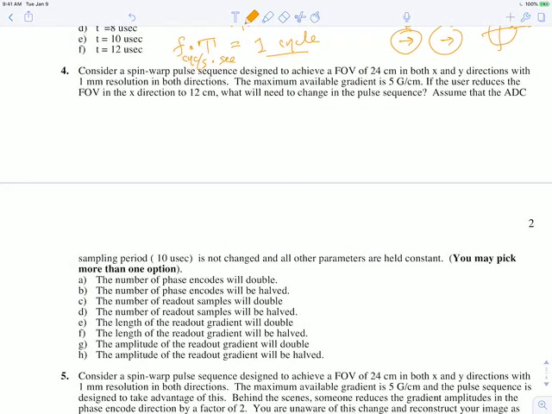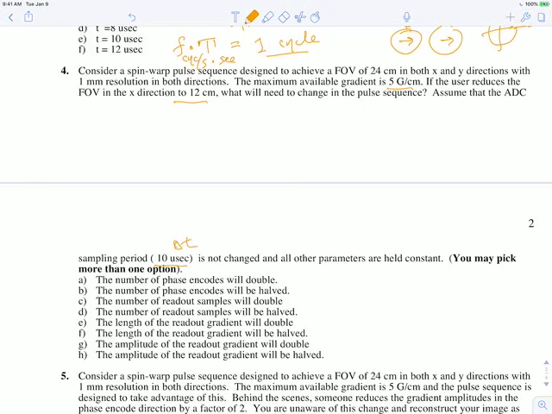All right, next question. Consider a spin warp pulse sequence designed to achieve an FOV of 24 centimeters in both x and y directions with 1 millimeter resolution in both directions. Maximum available gradient is 5 Gauss per centimeter. So the user reduces the FOV to 12. What needs to change in the pulse sequence? Assume that the sampling period, the delta t, doesn't change, and that everything else is held constant. Okay, let's work through this.